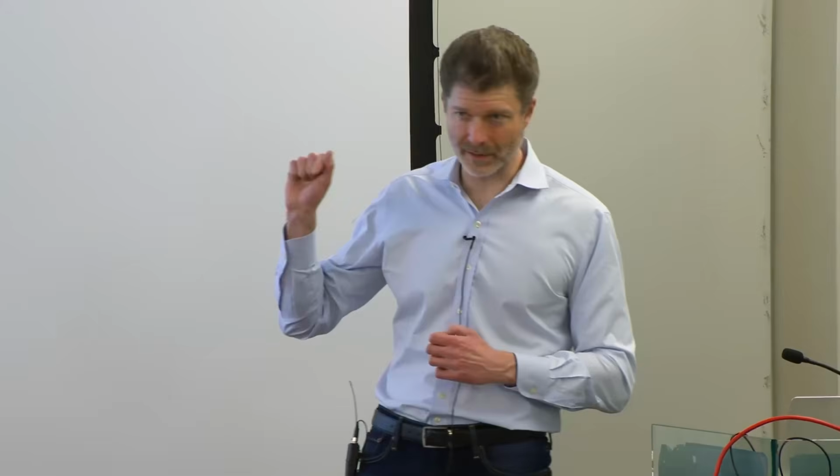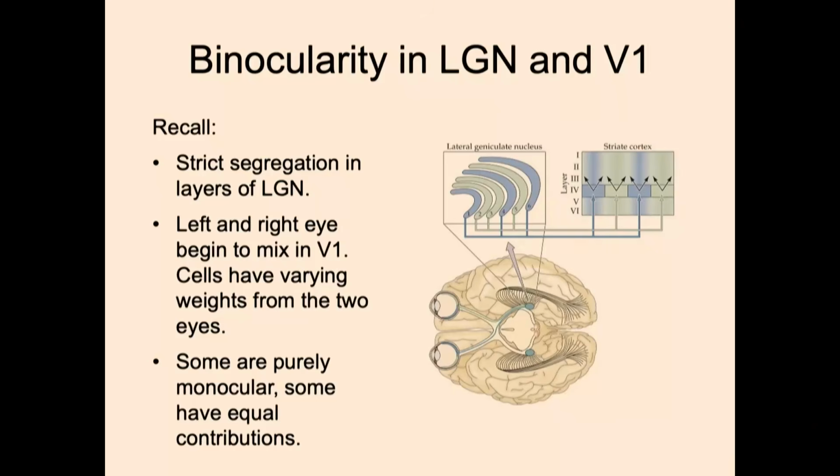Okay? So there's strict segregation in the layers of the LGN. A neuron will exclusively get input from the left eye or the right eye. Now, when you get to V1, the left and the right eye begin to mix. Okay? Now, the cells have varying weights from the 2 eyes. So some are purely monocular, some have equal contributions. Remember, we talked about ocular dominance columns.